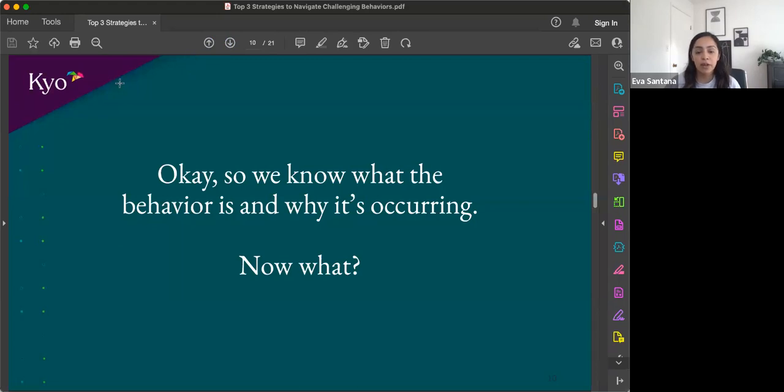Okay, so now that we know what the four functions of behaviors are and why they're occurring, what do we do? How do we teach new skills? Or how do we reduce these challenging behaviors?